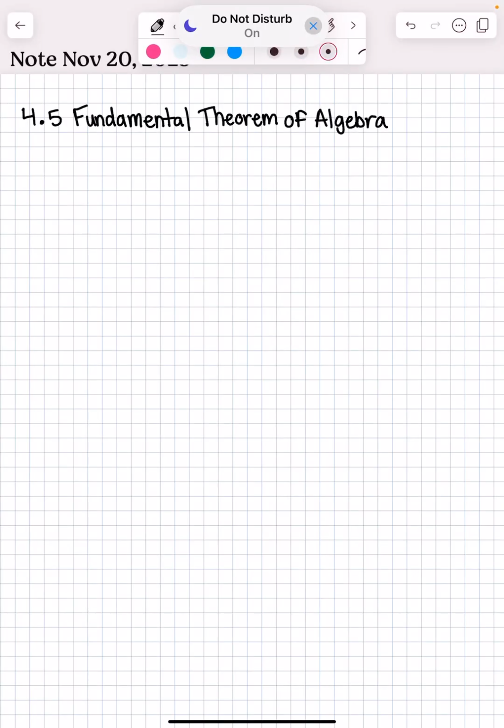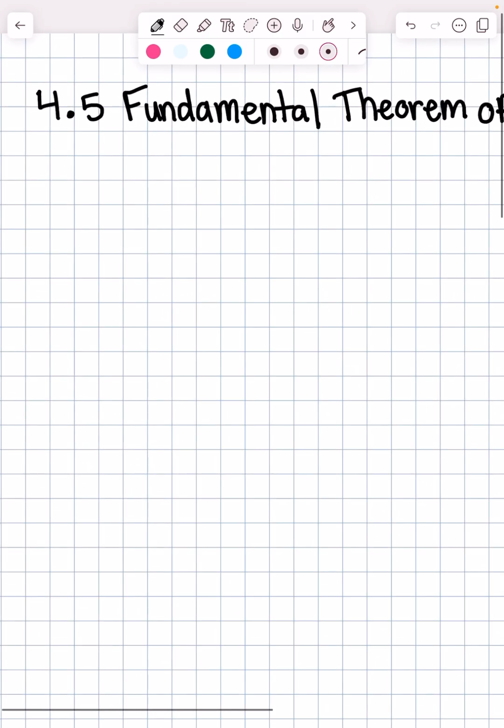Okay, so today we are doing lesson 4.5, Fundamental Theorem of Algebra. So we are still solving polynomials, but what's different about this lesson is that we are given no zeros. So in the last lesson, I would give you a polynomial and one of the zeros, and then you would have to use synthetic division to find the others, okay? Well, here I'm not giving you any zeros, you're finding all of them yourself.